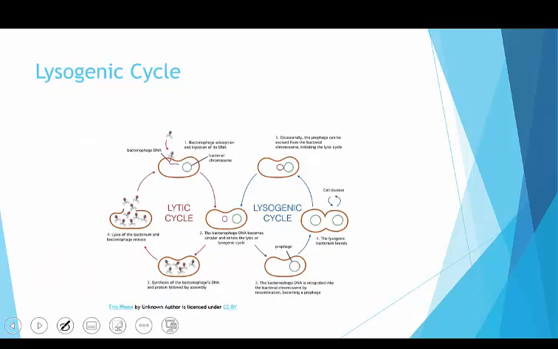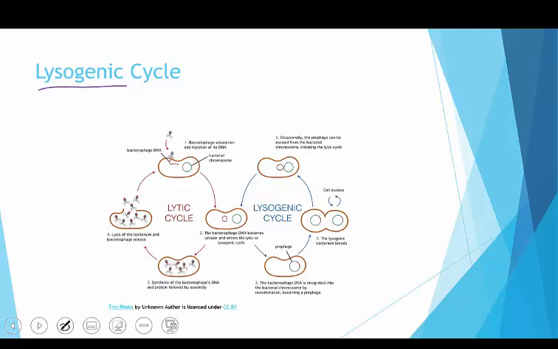The other type of infection is the lysogenic cycle. This is the longer cycle. See how it has the longer word? Longer cycle. During the lysogenic cycle, the viral DNA is incorporated into the host cell's genome, but it's not active. This is known as a period of latency.